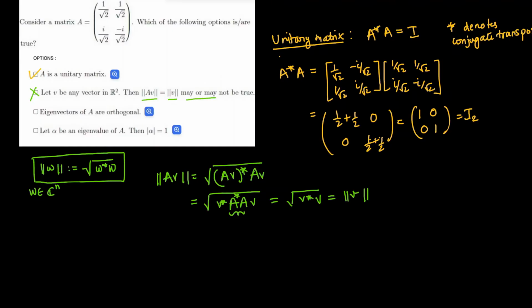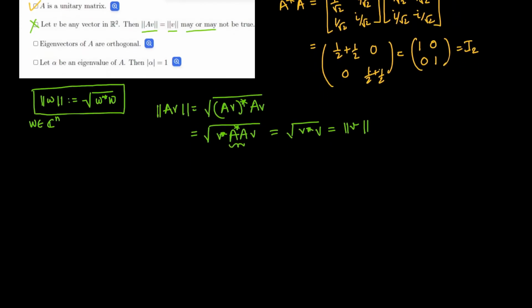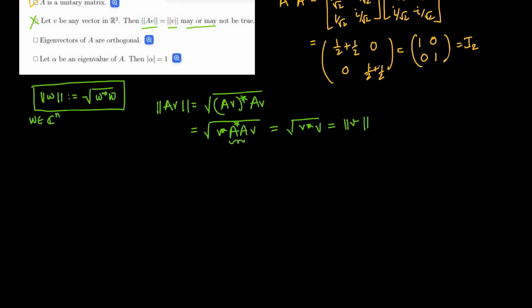Now the third option says that the eigenvectors are orthogonal, right? Typically, this is a result which says that for all unitary matrices, the eigenvectors will be orthogonal. And this follows from the spectral theorem.